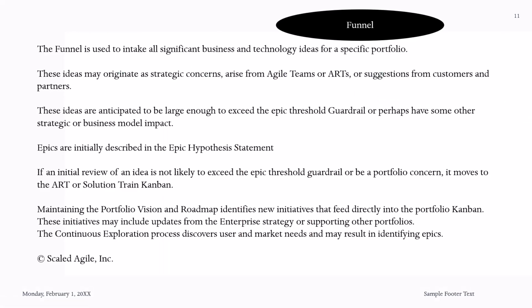A few recaps. So finally, just to say, it is used to intake significant business and technology ideas. These are strategic themes. So these ideas may originate from the strategic concern. They can arise from an agile team. Maybe you need to improve your CI/CD pipeline, or maybe you need to refactor some of your application, or maybe some of the technical debt. Those epics can come from an agile team, or maybe agile release train.